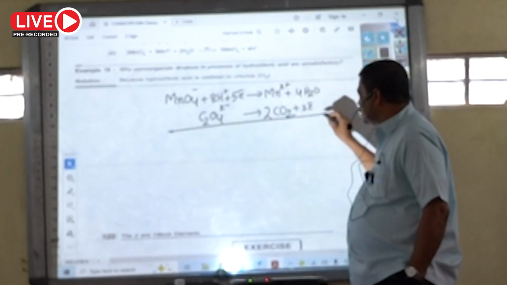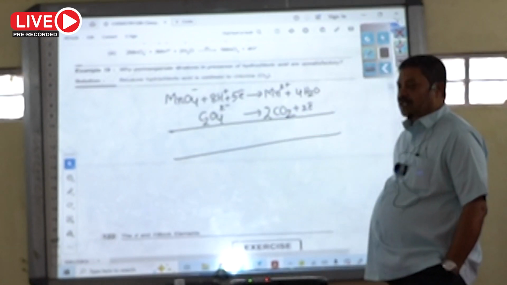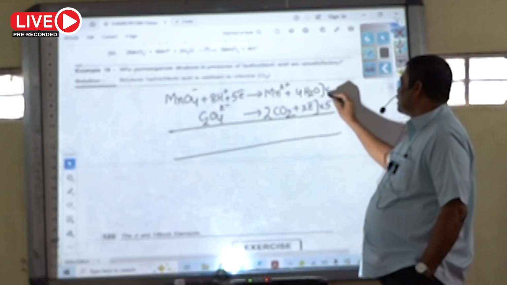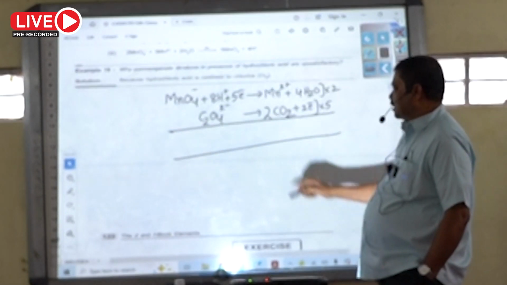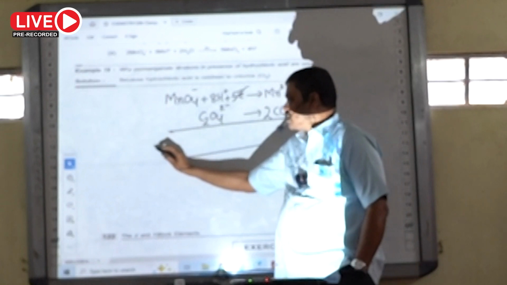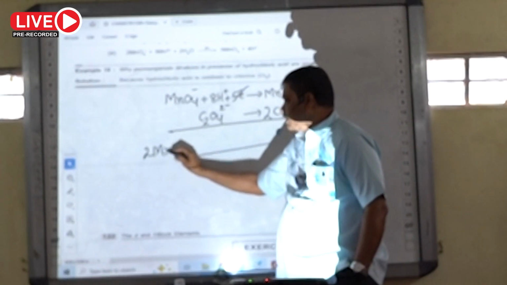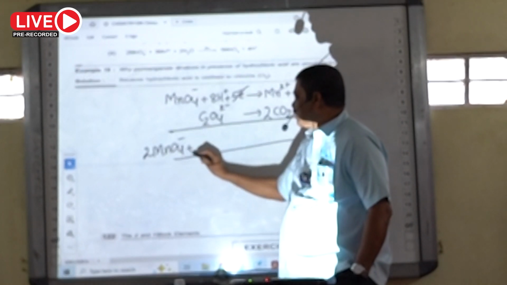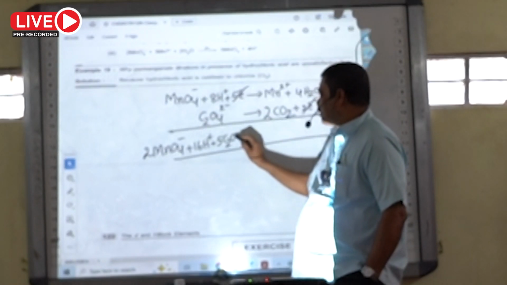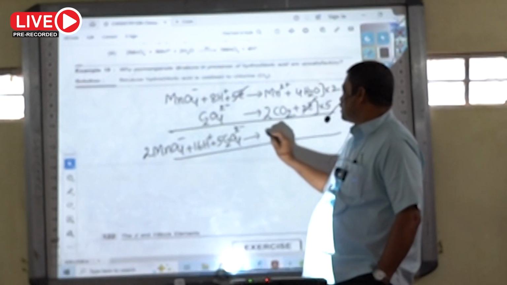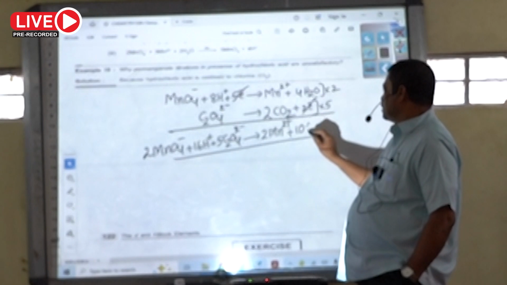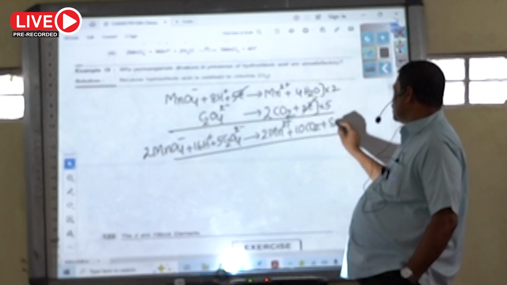So when I add these two, electrons must be cancelled. That's why I am multiplying this with 5, this with 2. So 10 electrons are being cancelled. So the net equation is 2MnO4 minus plus 16H plus plus 5C2O4 2 minus gives 2Mn2 plus plus 10CO2 plus 8H2O.